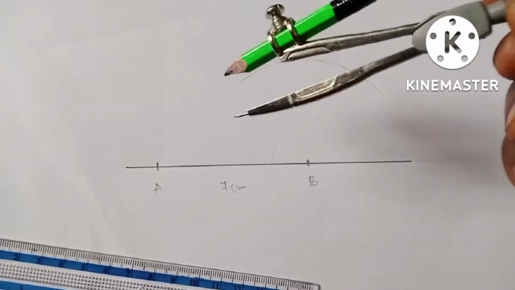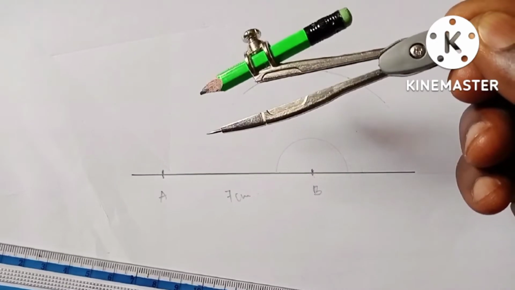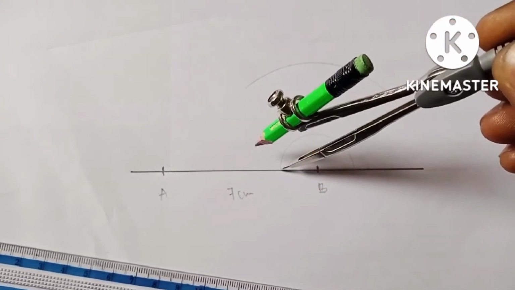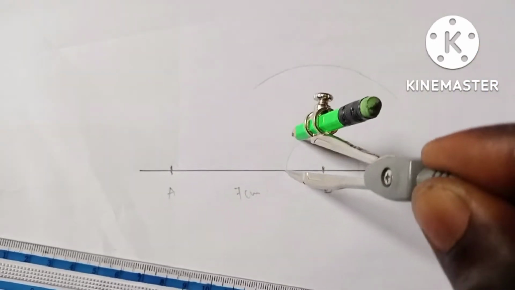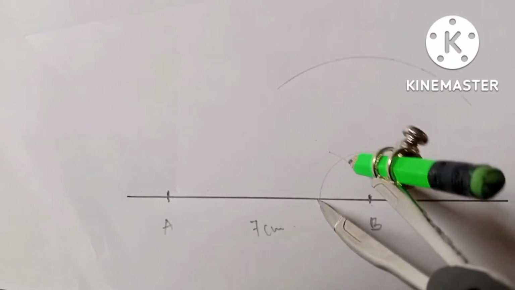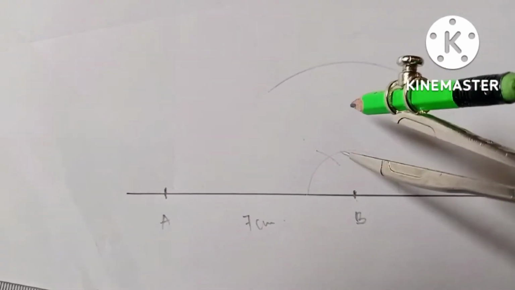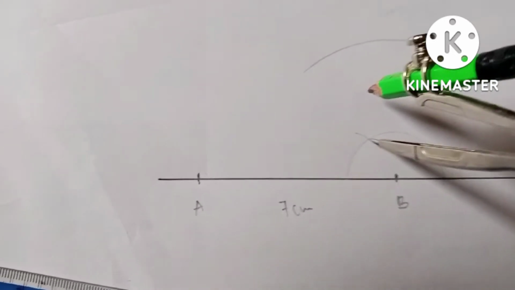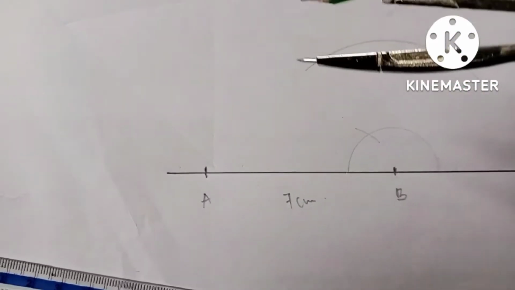Then with the same radius, make sure you don't close your compass. Hold the tips of the compass here, come and stand here, and construct another arc to cross the first one, obviously, right? So from here to this point is 60 degrees. Straightforward, you don't need any measurement, just the compass.